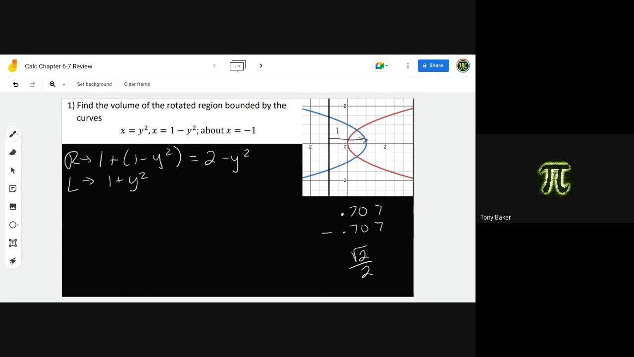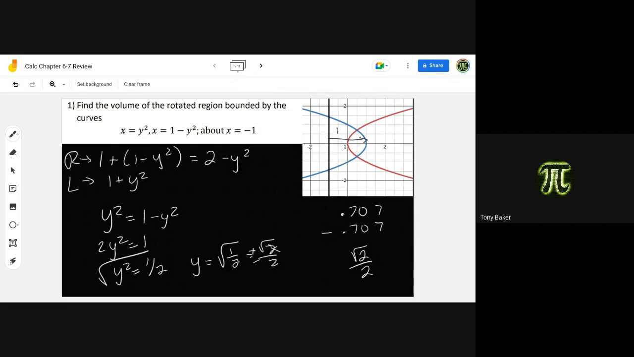If you had set them equal to each other, you could have solved this the exact same way. So we could have done y squared equals 1 minus y squared. So 2y squared equals 1. Y squared equals 1/2. Square root of both sides, so y equals the square root of 1/2, which is square root of 2 over 2. So you could set them equal to each other that way too and find the answer as well.